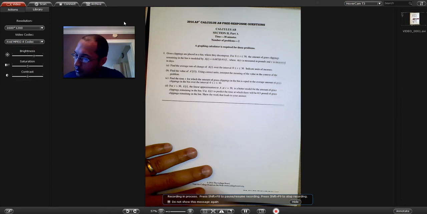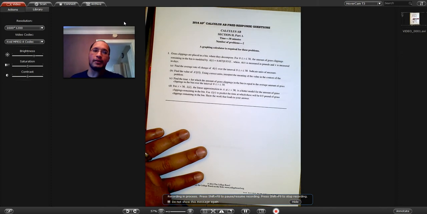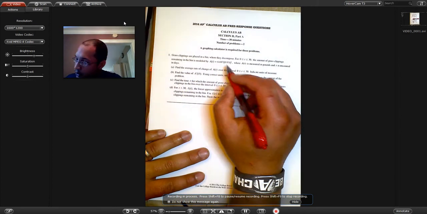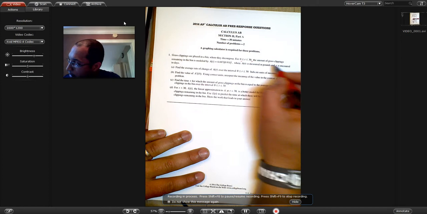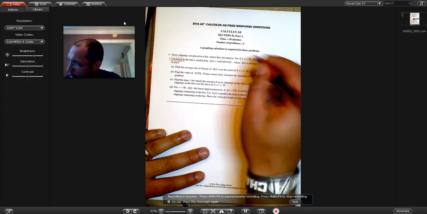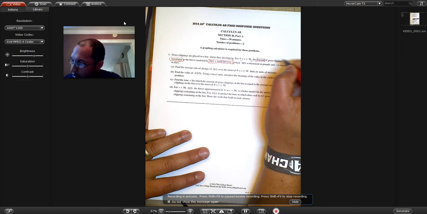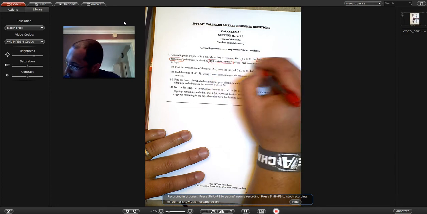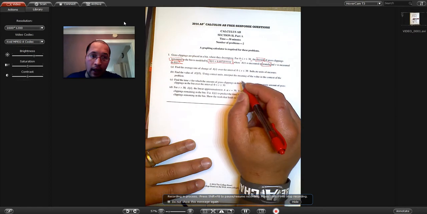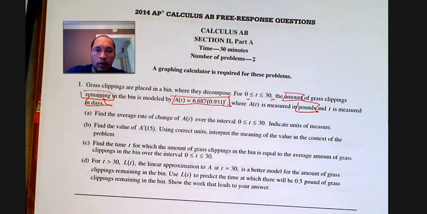So this is a graphing calculator problem. My graphing calculator stinks right now, but anyway. Here we go. Grass clippings are placed in a bin where they decompose. For time 0 to 30, the amount of grass clippings remaining in the bin is modeled by that, okay? And that's the amount. It's not the acceleration, it's the amount, where A of t is measured in pounds, so there's our units, and t is measured in days. Let me blow it up for you. Zooming in. We got it all highlighted up, ready to go.